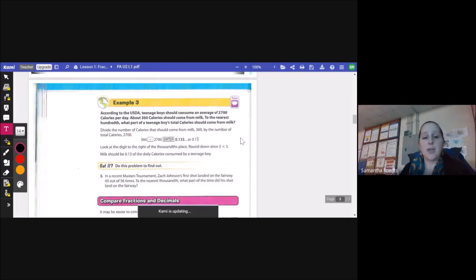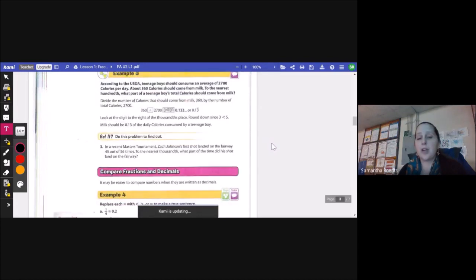All right, so example 3. According to the USDA, teenage boys should consume an average of 2,700 calories per day. About 360 calories should come from milk. To the nearest hundredth, what part of a teenage boy's total calories should come from milk?